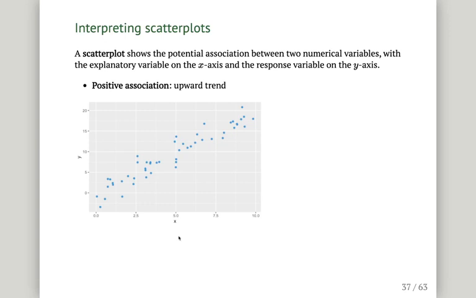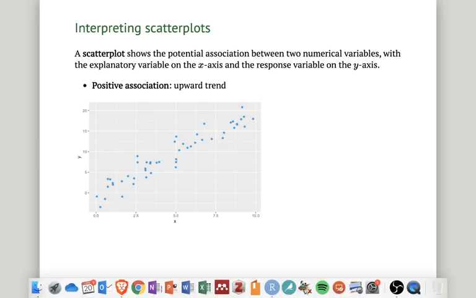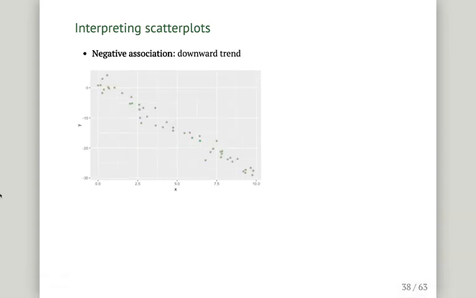So a positive association indicates that there is an upward trend in the data. As X is increasing, Y also tends to increase. We see sort of an upward diagonal in this example. A negative association indicates a downward trend. So as X is increasing, Y is decreasing. And this is an example of a pretty strong negative association.